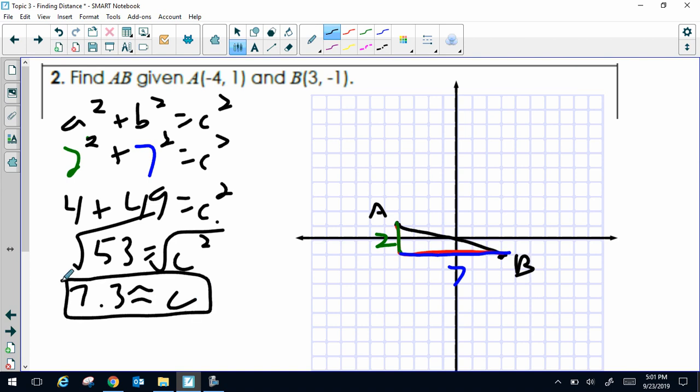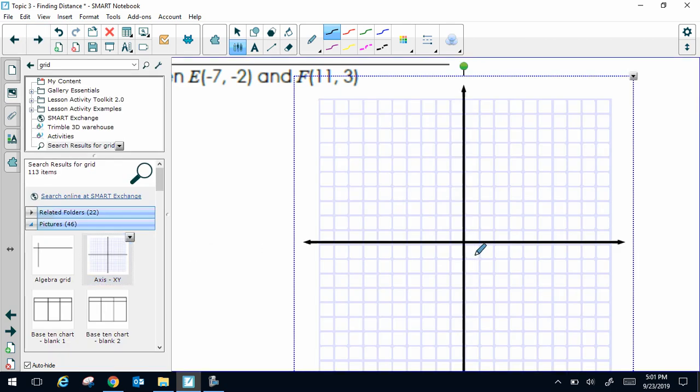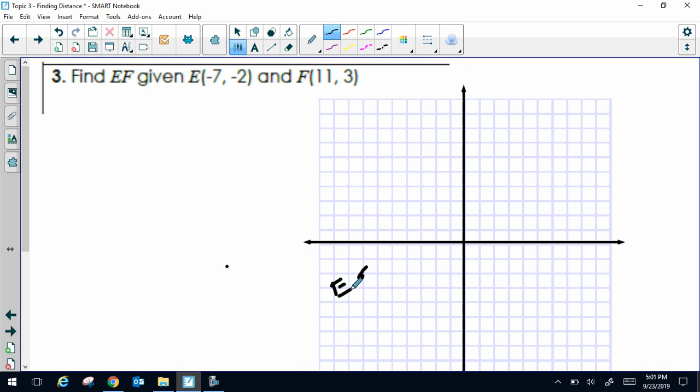Okay. Last one, same idea. Plot your points. So negative 7 is right here. Negative 7, negative 2. There's my E. F is at 11, 3, which is over here. Okay, so we'll make a right triangle.